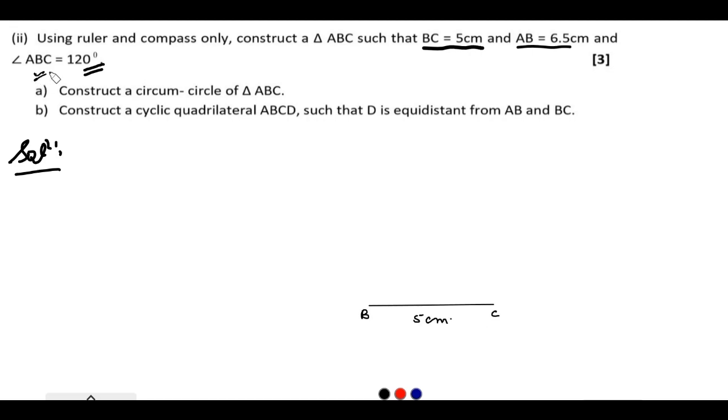Angle B is 120 degrees, so make a 120 degree angle with the help of a compass at B. For this, first of all draw an arc, then put your compass at this point. This angle will be 60 degrees and this will be 120 degrees. Now draw a line from B to this point and cut a line segment of length 6.5.